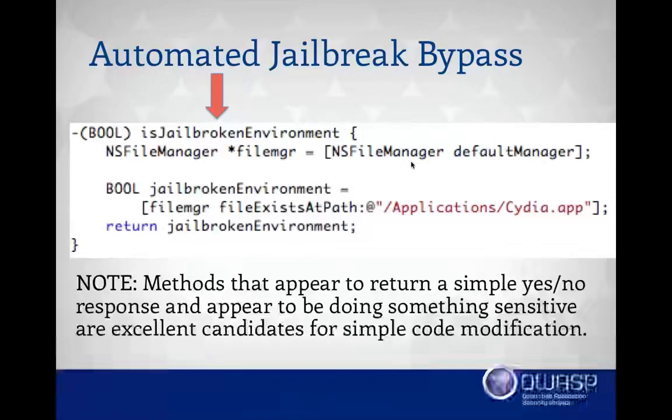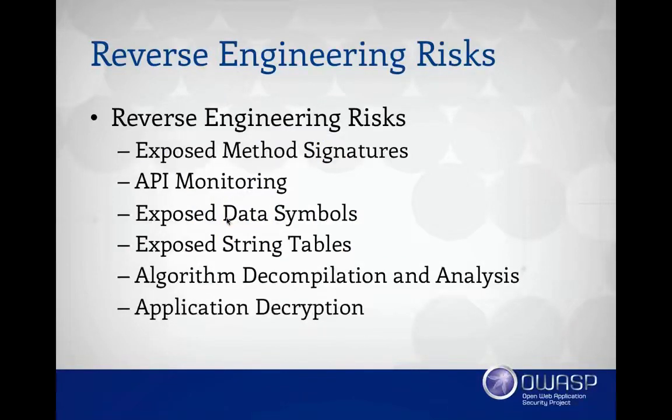I'm just looking at the example now, and there's other things we could do. For instance, we could intercept file existed path, and if we see that someone's looking for the cydia.app within file existed path, then just simply say, no, there's nothing there. So here you could do method swizzling. You could do binary modification as well, where you simply go in with a hex editor and force it to always return false in this case. So that's just a touch on the code modification side.